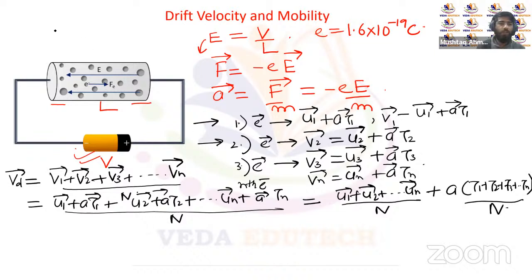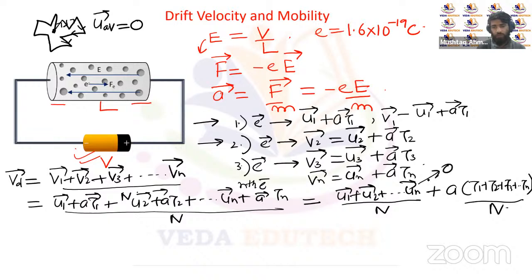We know that the electron initially was moving in a random direction. The average initial velocity u will be equal to 0 because the electron is moving in random directions. The total average will always be equal to 0. So this u1 plus u2 plus un upon n has to be equal to 0 for this electron.